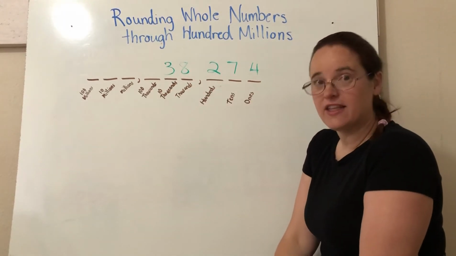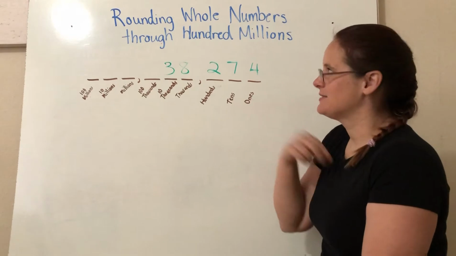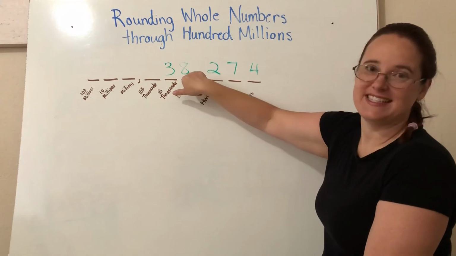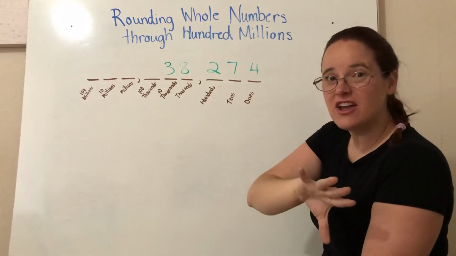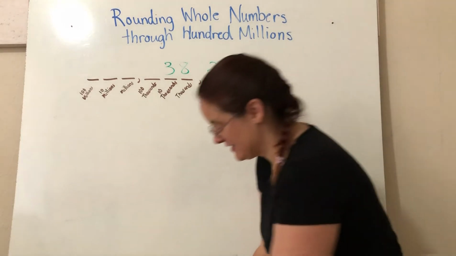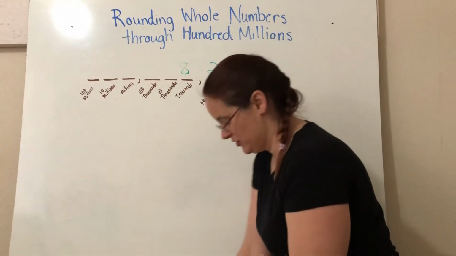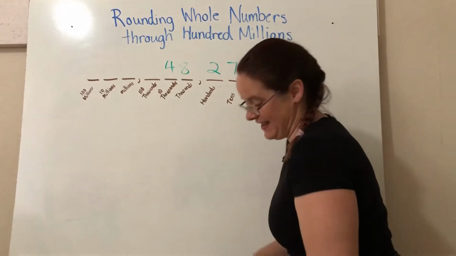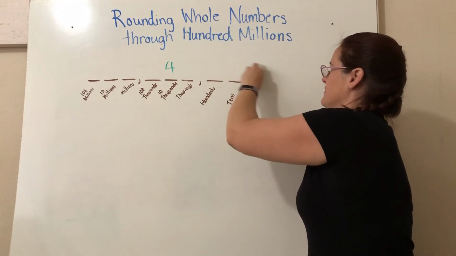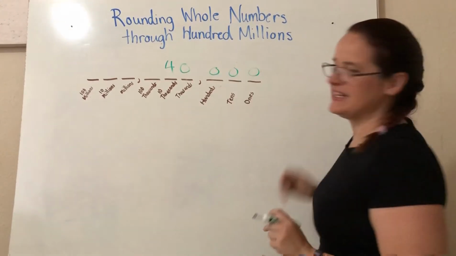38,274 is between 38,000 and 39. Sorry, I'm rounding to the thousands. It's between 30,000 and 40,000. So I have to decide, is this 8 closer to the 30 or closer to the 40? Well, 8's bigger than 5, so we know that that's going to be closer to 40,000. So this gets changed to a 4, and then everything else becomes zeros. So I can fill in my zeros here. So I've rounded it, it's 40,000.